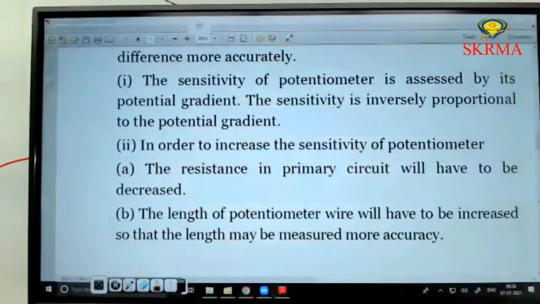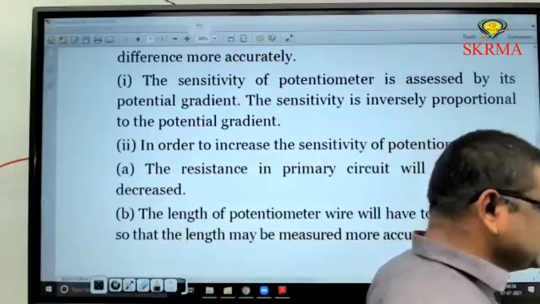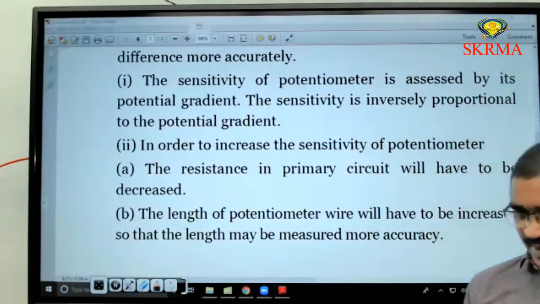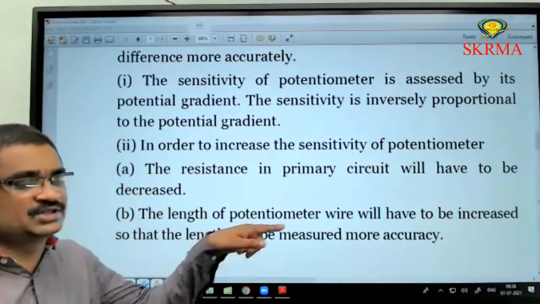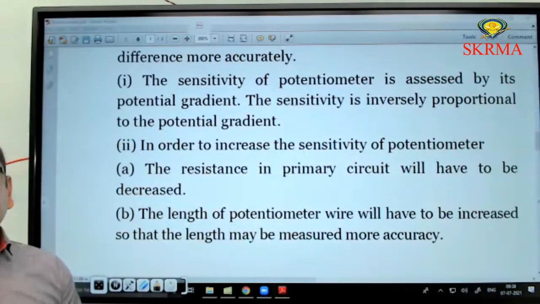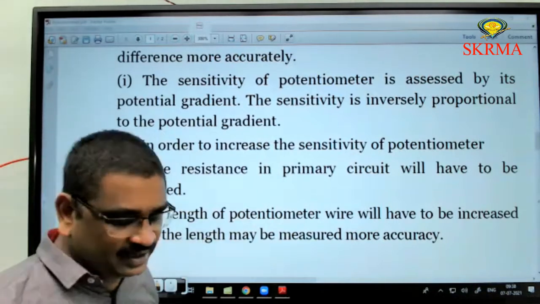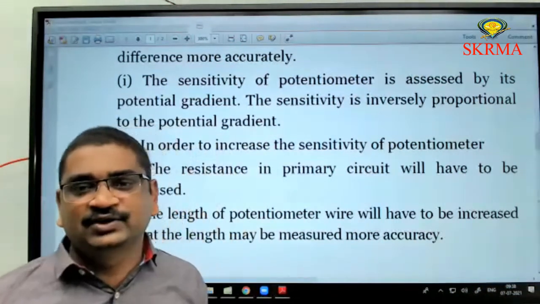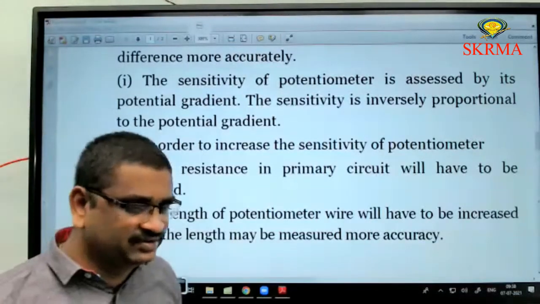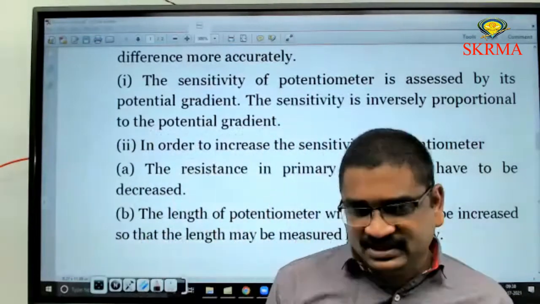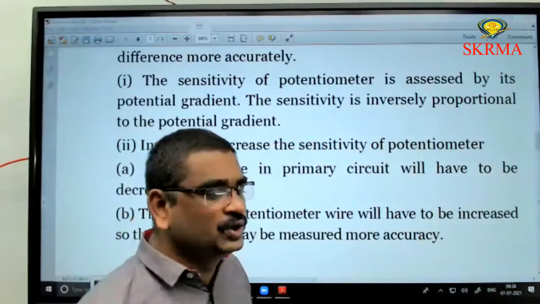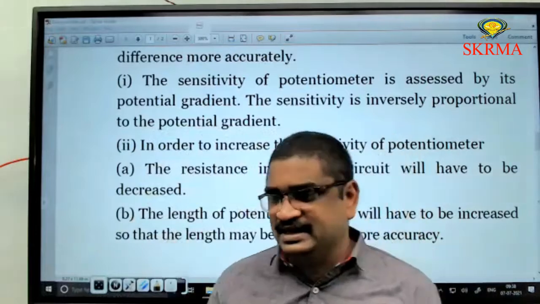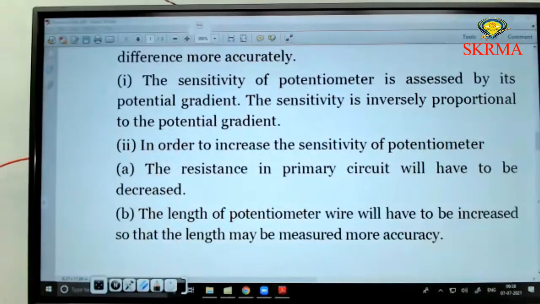Check it once again. On which factor does sensitivity depend? Sensitivity depends on the potential gradient, and it is inversely proportional to the potential gradient. To increase sensitivity, we need to increase the length of the potentiometer wire. The next factor is that we need to decrease the resistance of the cell. These are the factors for the sensitivity of a potentiometer.